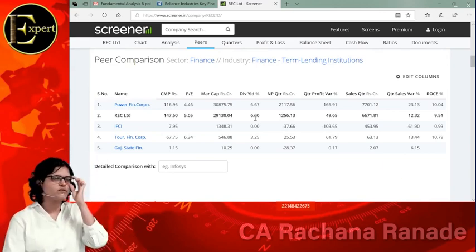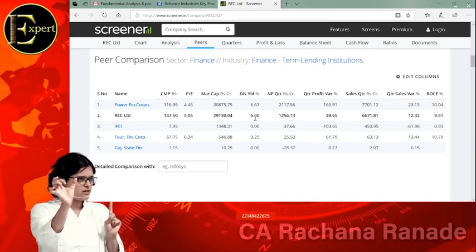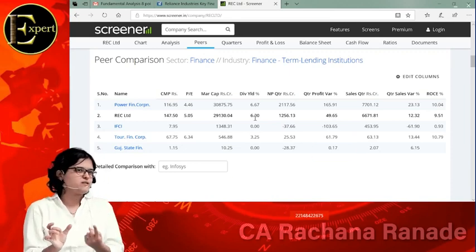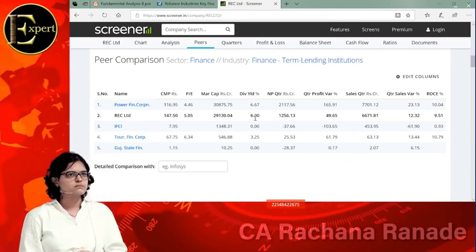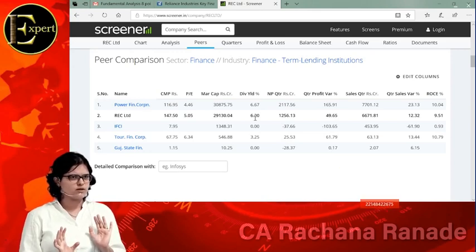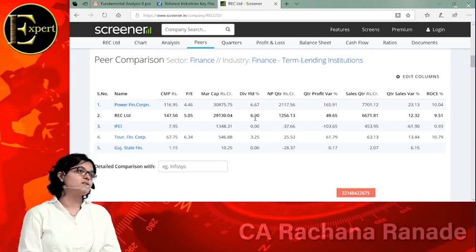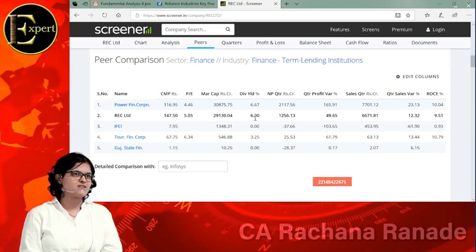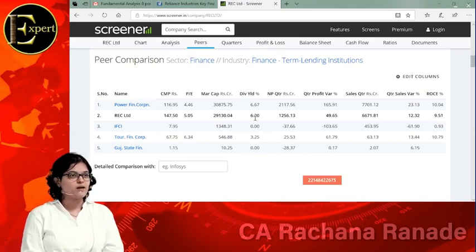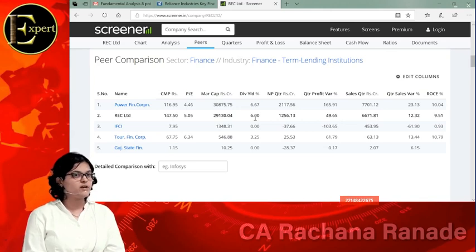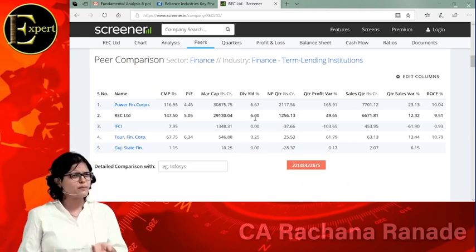The simple formula for dividend yield is dividend per share divided by market price per share. If you want to write this down for your own understanding: for those who are interested in dividend, those who are in the 30% tax slab, this is a good ratio for personal financial planning. Dividend per share divided by market price per share. That's the dividend yield ratio.